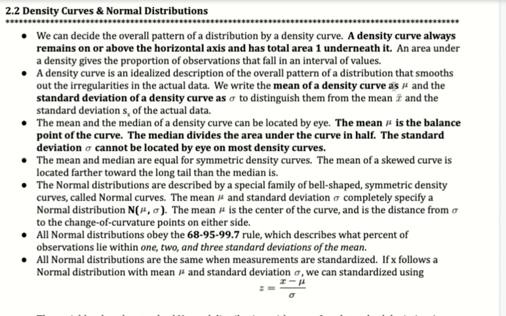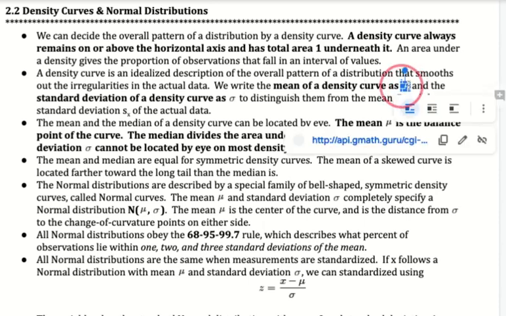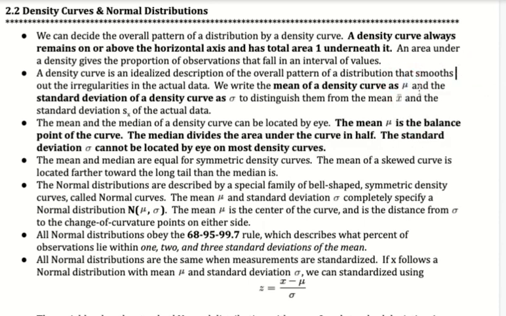When it comes to density curves, we use a symbol called mu for the mean, and the standard deviation of a density curve is sigma, my bad, which is different from x bar and s of x, which are the mean and standard deviation of the actual data. Mean and median for density curves.